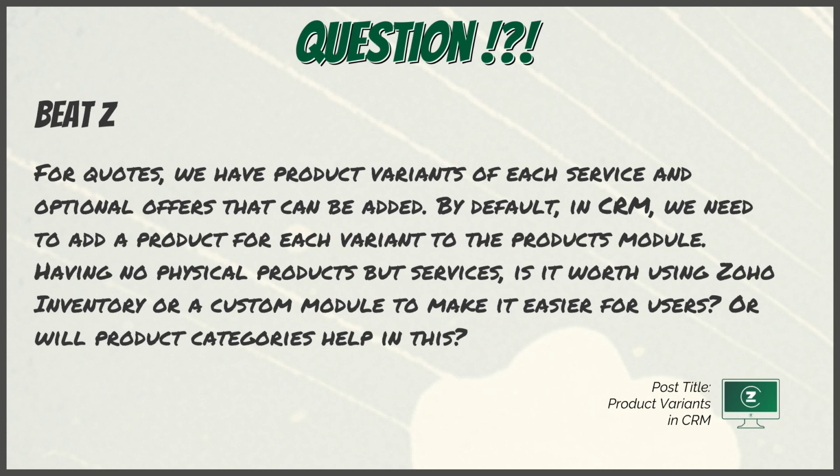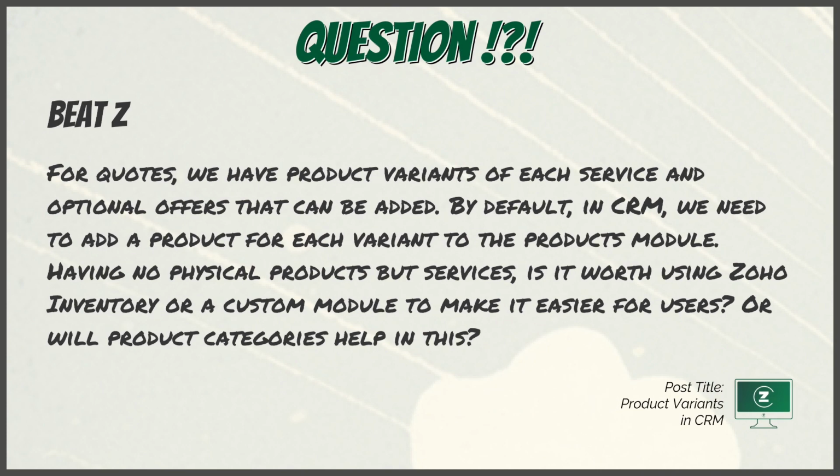All right, next question. So BeatZ has asked through Club Zenatta: for quotes, we have product variants of each service and optional offers that can be added. By default in CRM, they need to add the product for each variant in the products module. Having no physical products but services, is it worth using Zoho Inventory or a custom module to make it easier for our users? Or will product categories help in this?